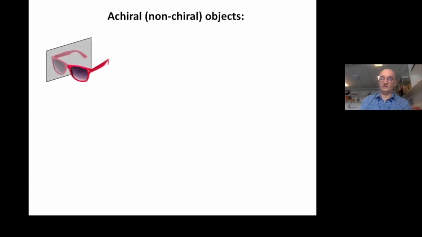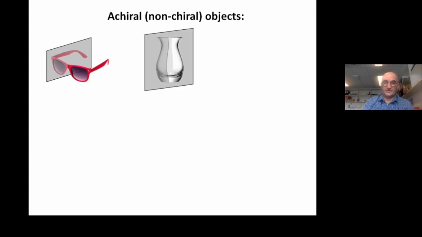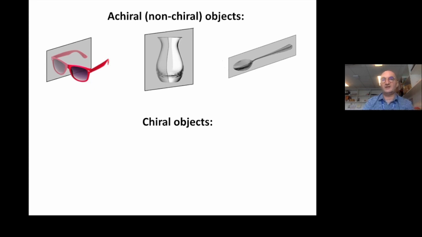So the non-chiral objects, achiral, have a mirror image. Take the sunglasses. It's the same on both sides. The vase, straight down the middle, plane of symmetry. The spoon, straight down the middle, plane of symmetry. So they're achiral, non-chiral objects.